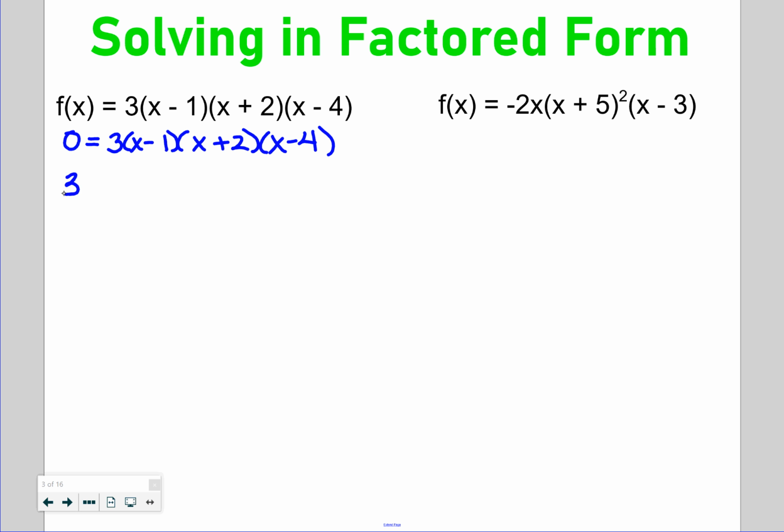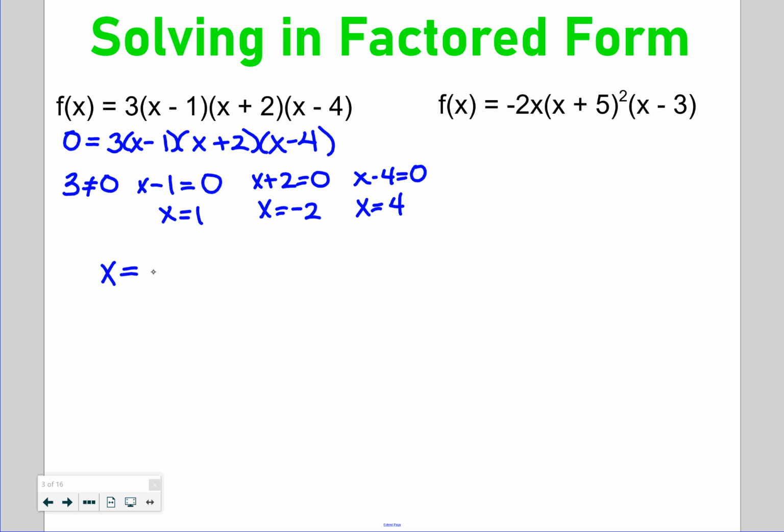Now, 3 technically is a factor. If I set it equal to 0, I just get this false statement, so I get no solutions. You'll only get a solution if your common factor out front has a variable in it, something to solve for. If I set x minus 1 equal to 0, I'll get x equals 1 as a solution. If I set x plus 2 equal to 0, I'll get x equals negative 2 as a solution. And if I set x minus 4 equal to 0, I'll get x equals 4 as a solution. So we have 3 solutions to this polynomial: 1, negative 2, and 4.